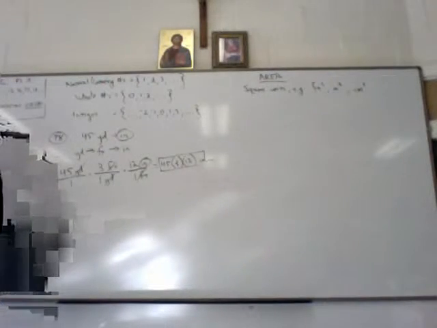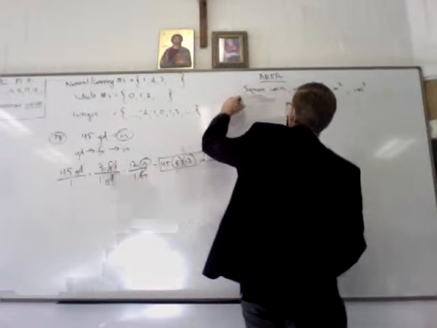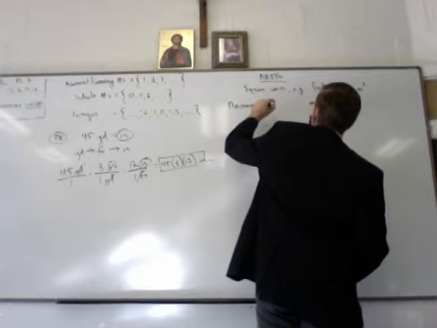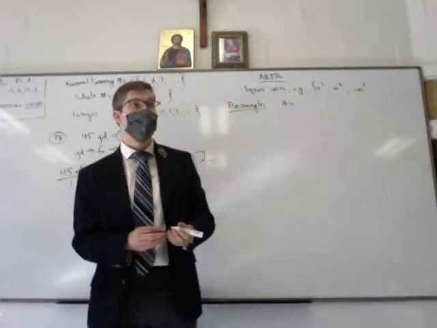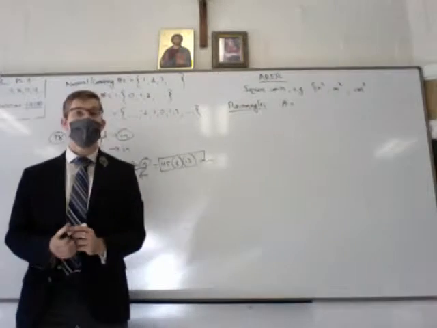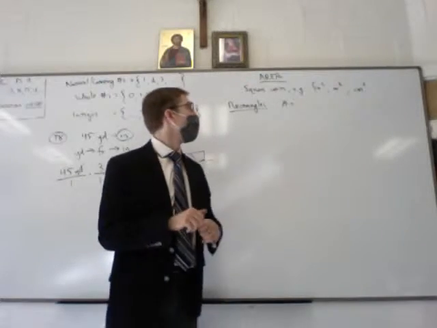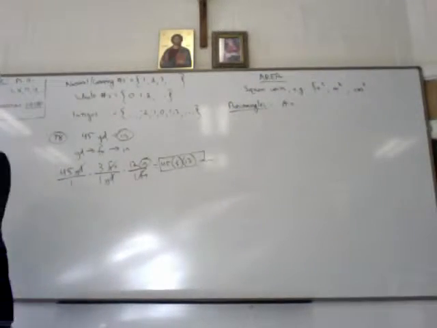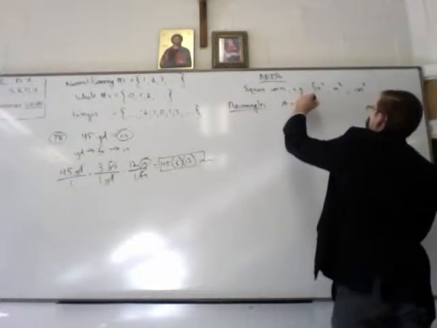Okay, for rectangles and squares, well, rectangles in general, because a square is a type of rectangle, yes? A rectangle is a quadrilateral with all right angles. Rectangles, how do we find the area? Length times width. And for a square, the length and the width will be the same.